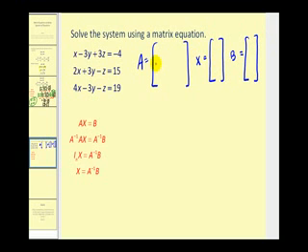This is a 3 by 3, this will be a 3 by 1, and this will also be a 3 by 1. So the coefficient matrix will be 1, -3, 3, 2, 3, -1, and 4, -3, -1. The variable matrix will be x, y, z, and the constant matrix will be -4, 15, 19.